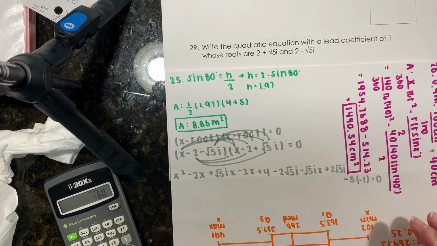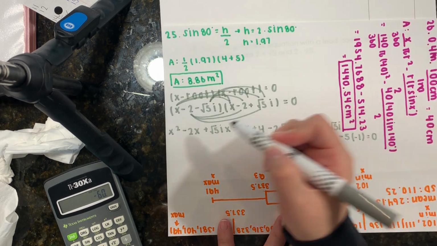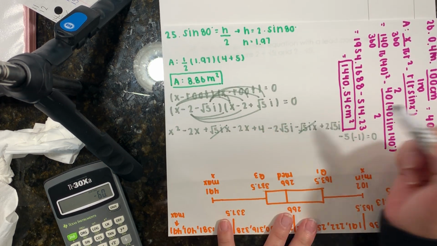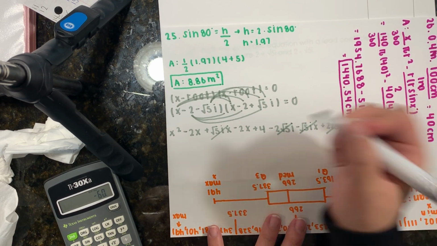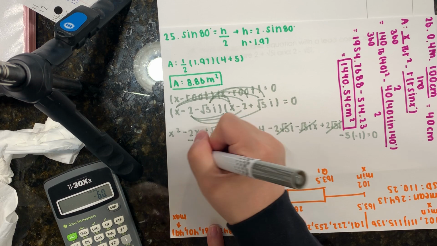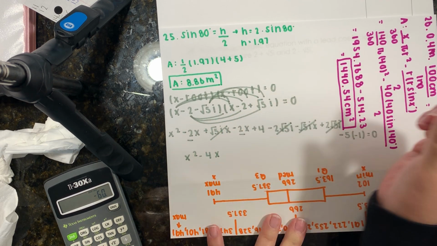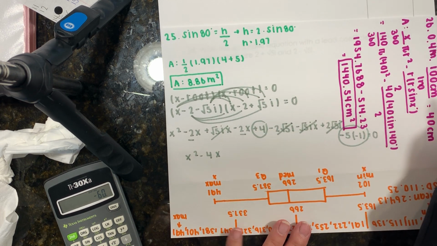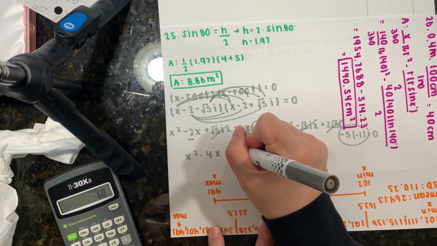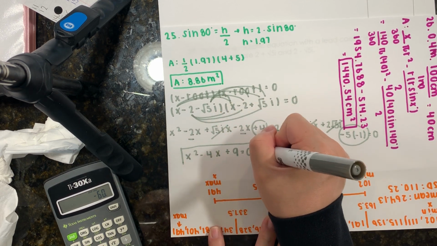I know it's kind of hard to see because I had to squeeze that in there, but you should see at this point that my √5ix's cancel and my -2√5i's cancel. I can add my two x's together, so that would be x squared minus 4x. And then I have my +4, and this would actually turn into +5. So that would be +9 equals 0, and that would be my result.